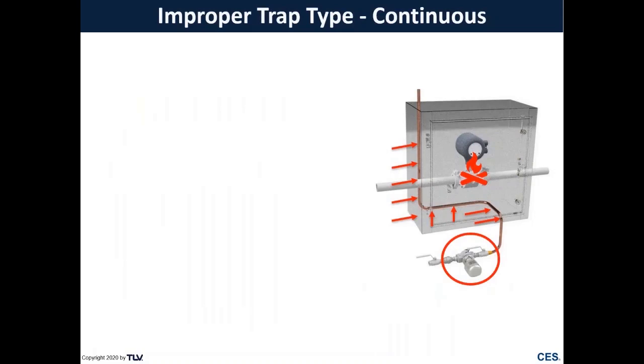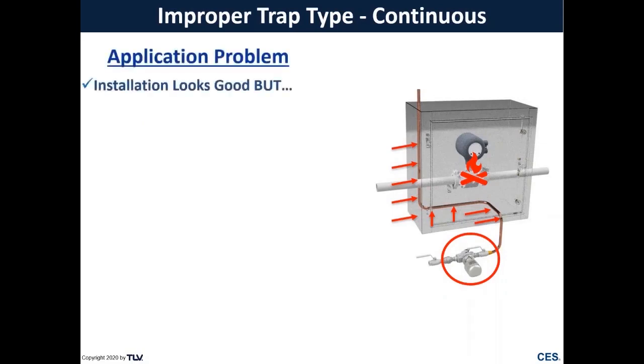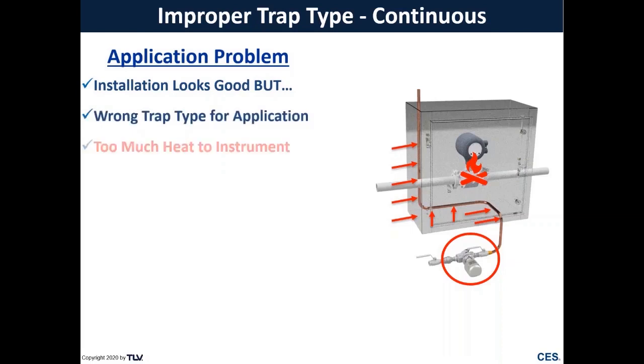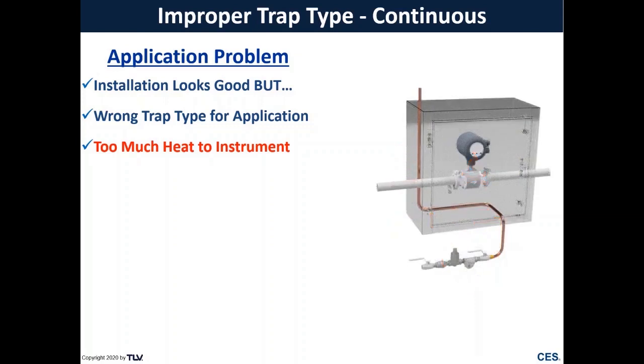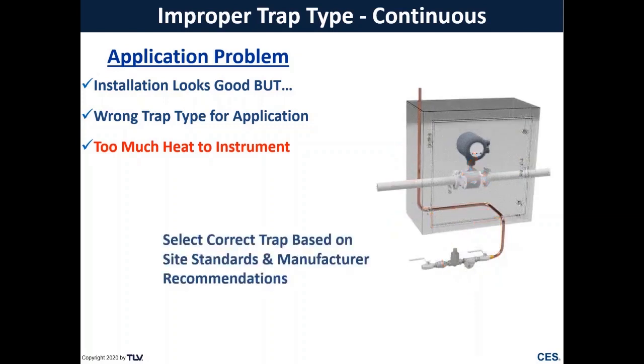Next we have improper trap type, where we have continuous drainage, where we may actually want a trap that is subcooling condensate. So in this case, again, the installation looks good, but it's the wrong trap. And we're providing, in this example, too much heat to our instrumentation, which could damage our instrumentation and cause an upset in our plant. So again, we want to make sure that we're selecting the correct trap based on our standards and manufacturer recommendations.